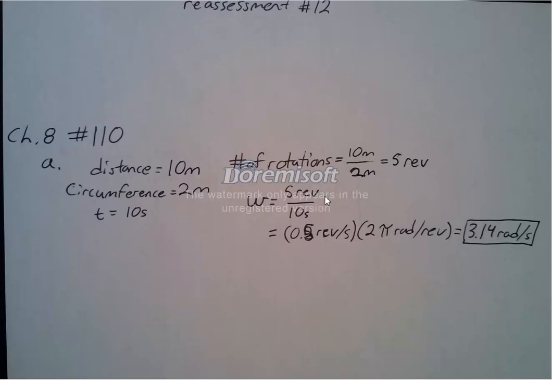We can use this equation right here. Angular speed equals 5 revolutions over 10 seconds. We'll get 0.5 revolutions per second. We want to convert that to rads per second. So we just multiply by 2 pi, and we'll get 3.14, which is kind of weird because that is equal to pi, but we'll just use that for now.